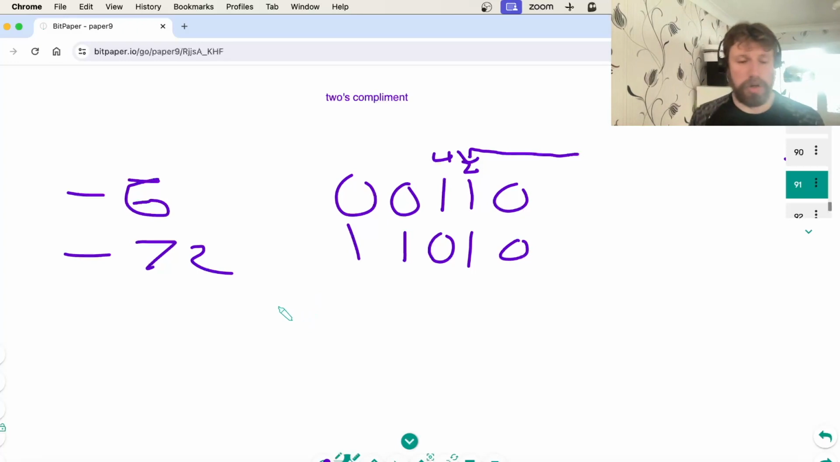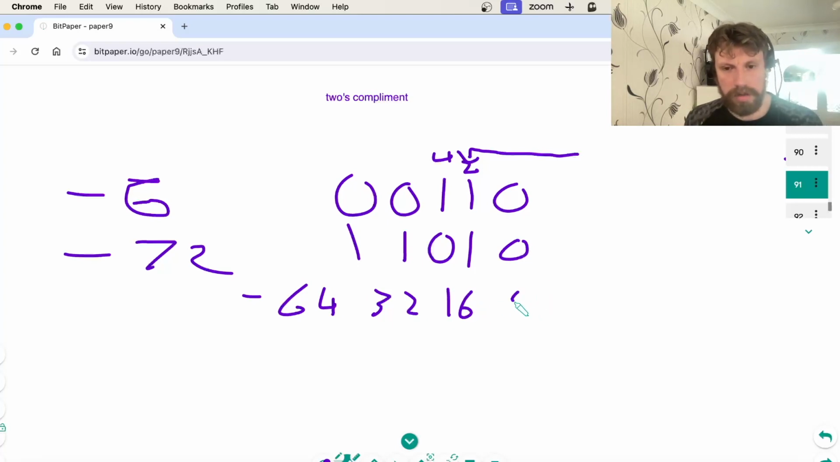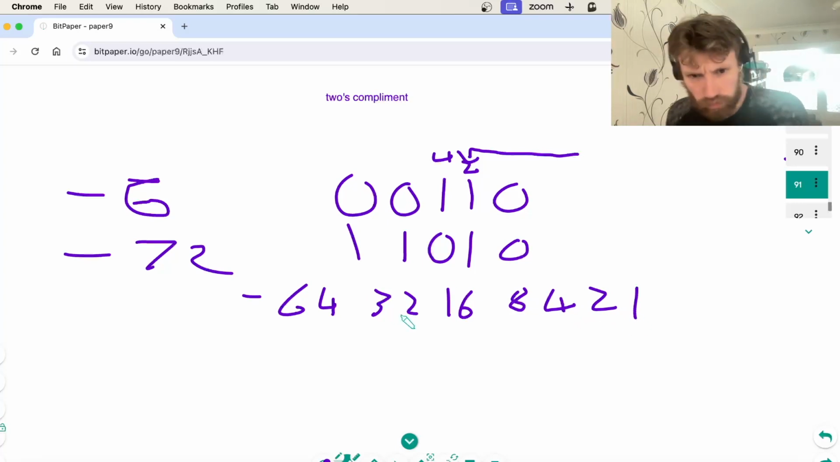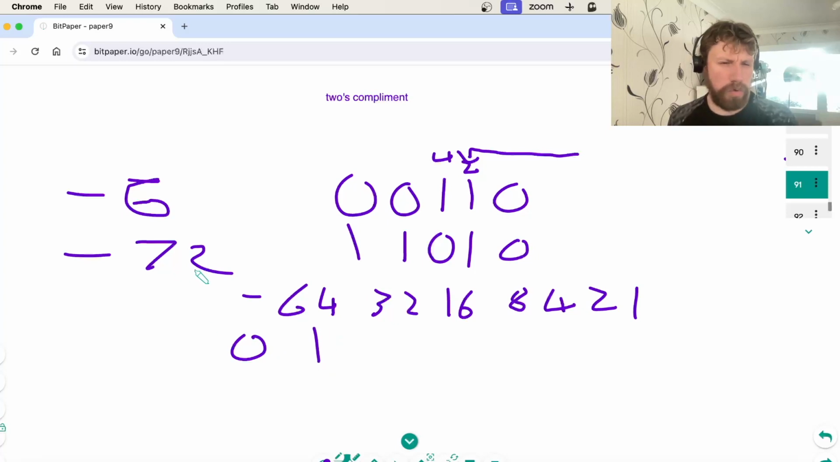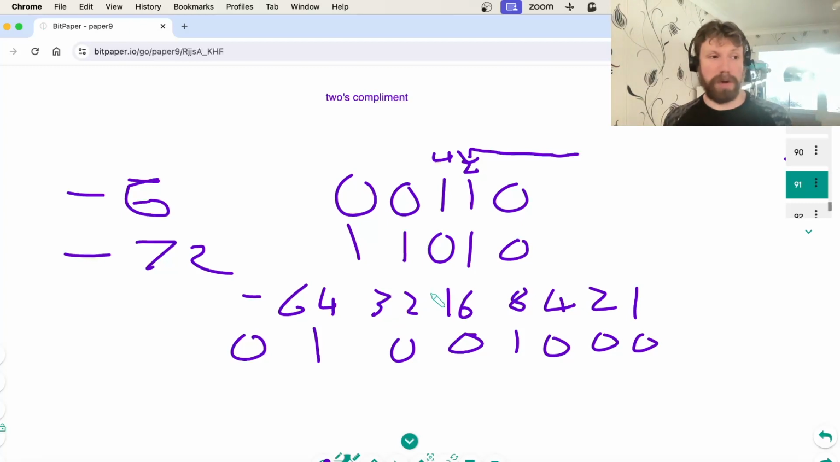72. Let me show you how to do it with a slightly larger number. So we've got 64, 32, 16, 8, 4, 2, 1. And then all I've got to do is put a 0 there. 64, take that away, that's going to leave us with 8. So it's going to be 0, 1, 0, 0, 1, 0, 0, 0. So that's 72 as a positive binary number.